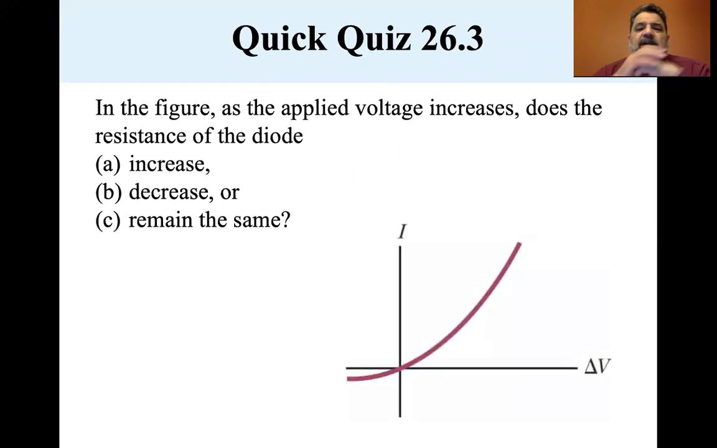Now, in this figure, as the applied voltage increases, does the resistance of the diode increase, decrease, or remain the same? Well, as you increase the delta V, you can see the current increases, and not in a linear fashion, so the resistance of the diode decreases as you increase the voltage. And that's it. We'll stop there and go on with the model. That's 26.3 in the next lecture.